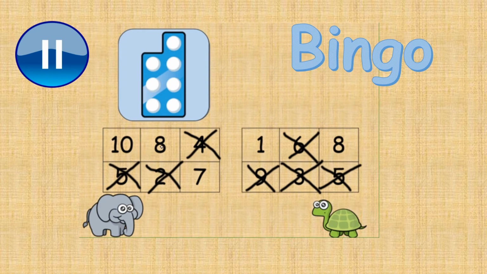Oh, where is it? Tricky. Haha, here it is. Number 7. Well done. Cross yours off if you haven't already.